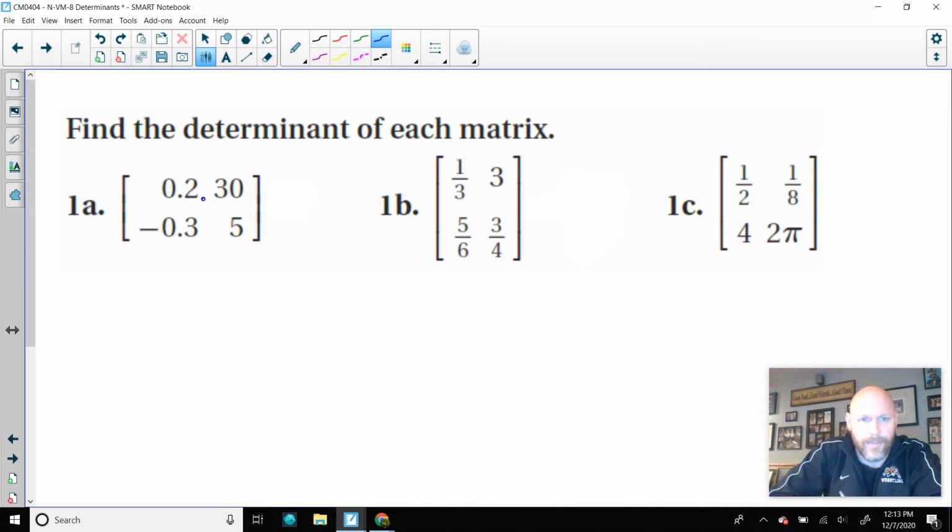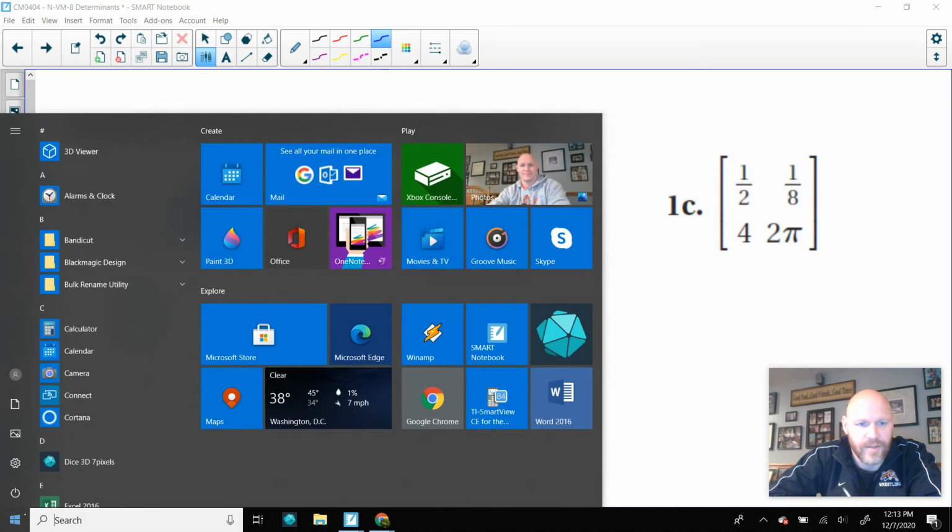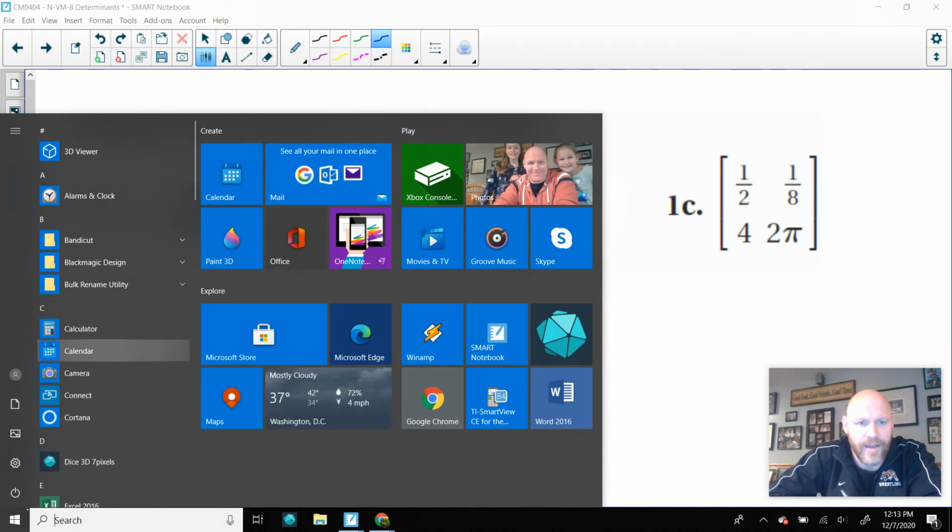So we're going to take the 0.2 times 5, and 0.2 times 5 is going to be the number 1. Then we're going to do 30 times -0.3, which is going to be a -9, I believe. So when we go backwards, we'll subtract that. Now, I just did that in my head. Yeah, I'm pretty sure I'm right. Let's go ahead and try it. We'll grab our handy dandy calculator.